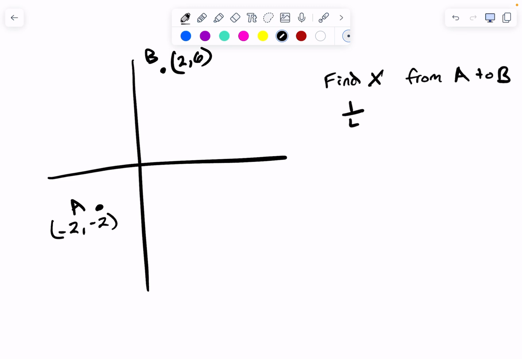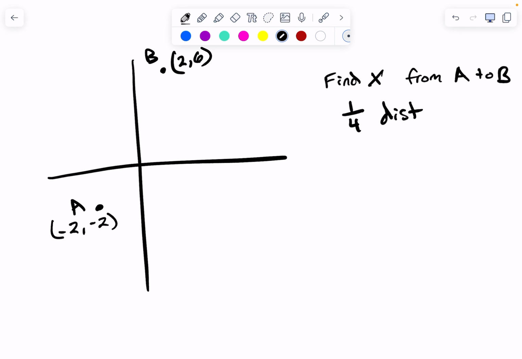That's 1/4 of the distance from A to B. I tried to make this come out nicely. It is 1/4 of the distance from A to B. This should come out as a whole number. If you get a decimal, you did it wrong. From A to B.